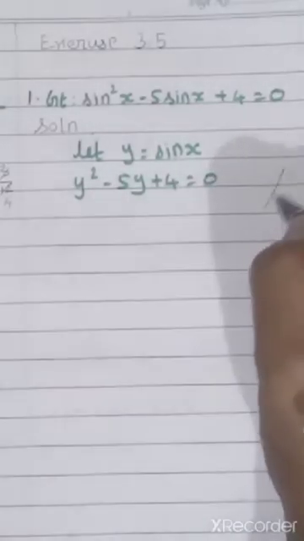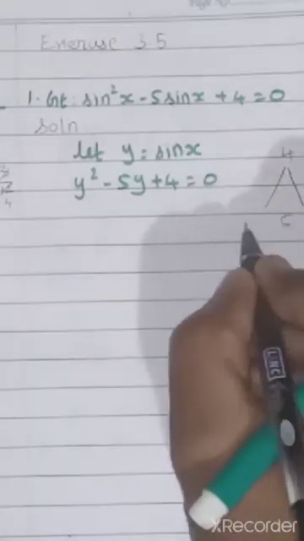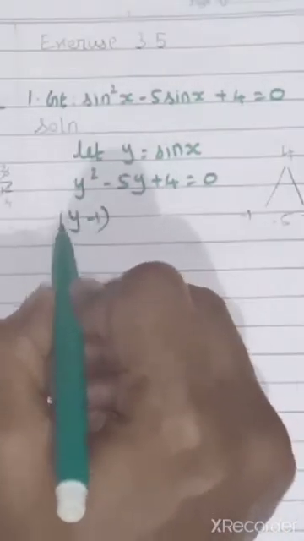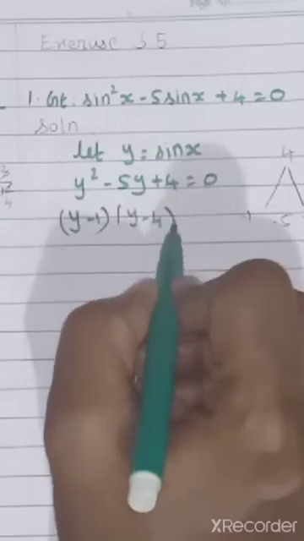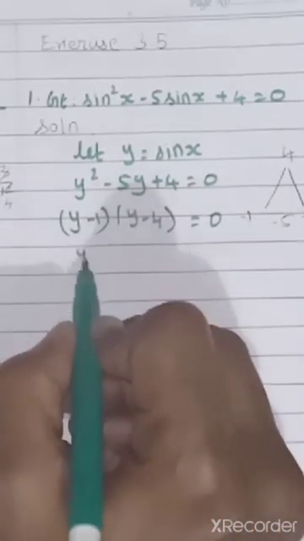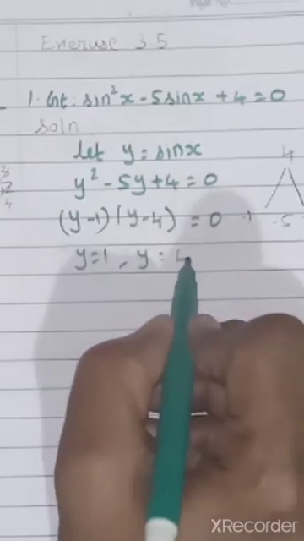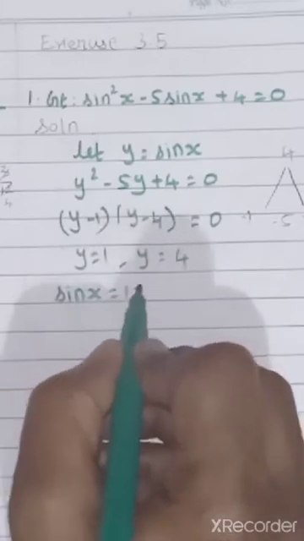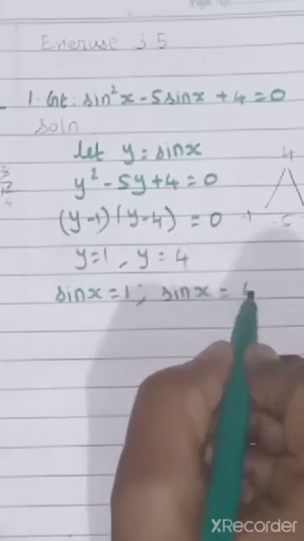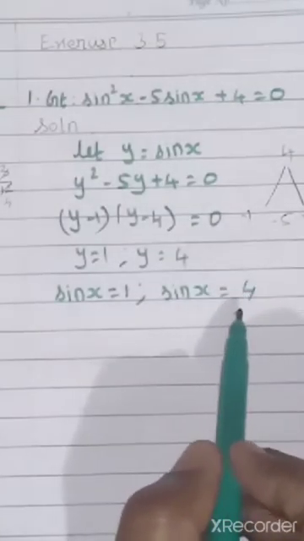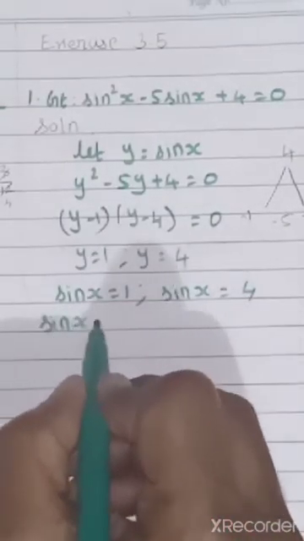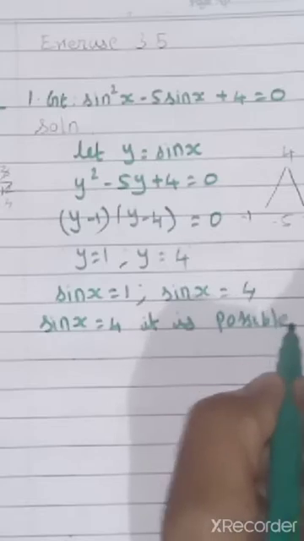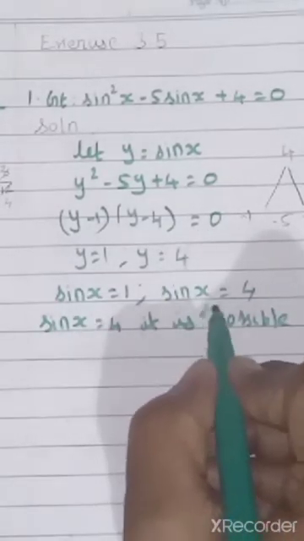Correct? Now you can use our tree method to find out the factor. So what are the two numbers? 1 4s are 4, minus 1 minus 5. So this will become y minus 1 and y minus 4 equal to 0. Correct? That is y equal to 1 and y equal to 4. Correct? That is, what is your y value? Sin x. So sin x equal to 1, sin x equal to 4. Is that 4 the value is possible? No. So sin x equal to 4, it is not possible. We can't get the value for 4 in trigonometry. So it is not possible.